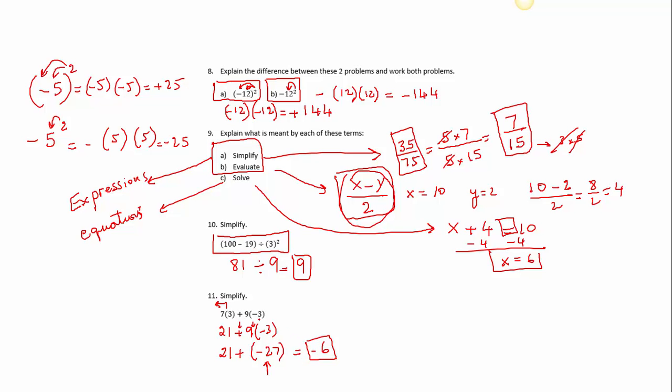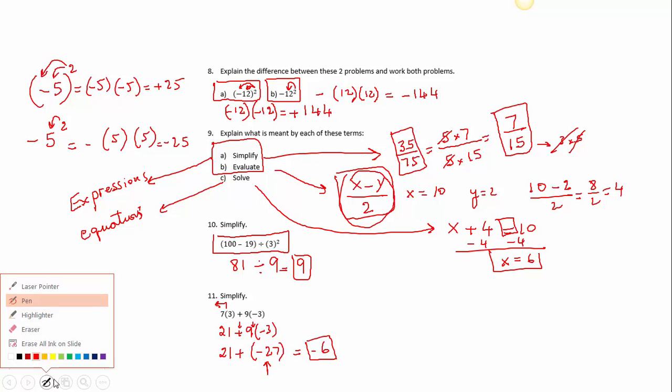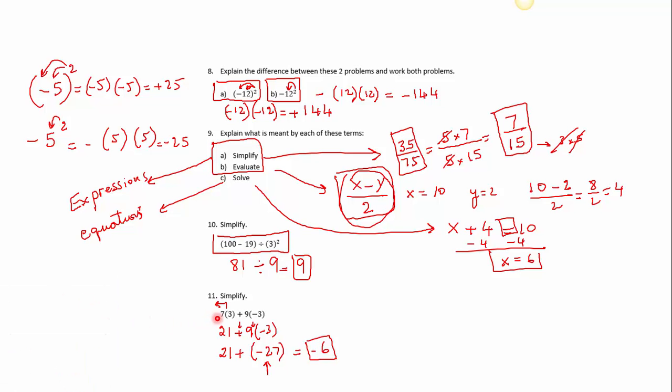Let's go over this one more time. In this problem here, we have 7 times 3 plus 9 times negative 3. Again, the only two operations are multiplication and addition. Which one goes first? Always multiplication goes first. But notice we have two multiplications, so we need to start with the multiplication that is on the left. That's the one that goes first. So 7 times 3 is 21. And then we have plus 9 times negative 3.